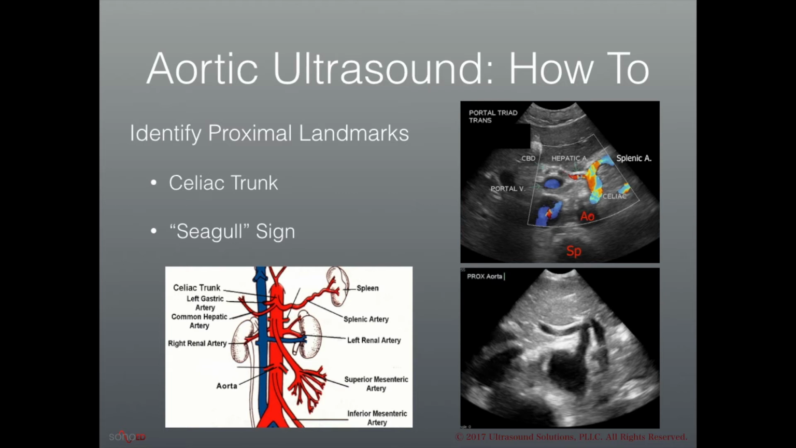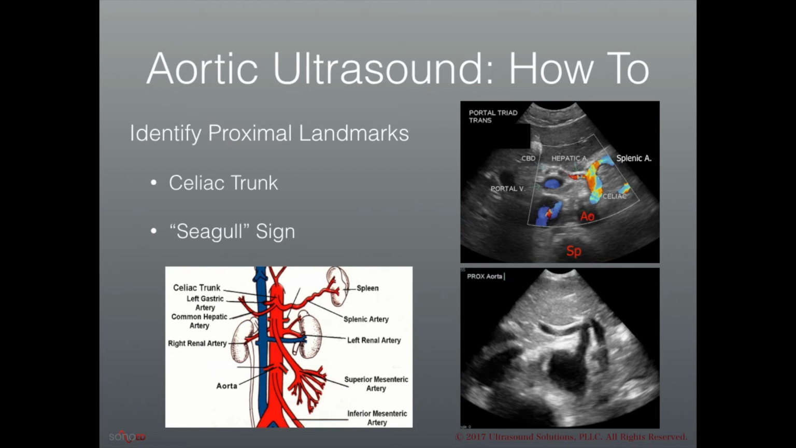Now, commonly, we only see the hepatic artery and the splenic artery branching off of the celiac trunk, as seen in the color flow image at the top of this screen. But these two arteries give the celiac trunk a characteristic appearance of a seagull's wings, and so this often is affectionately referred to in the ultrasound community as the seagull sign.